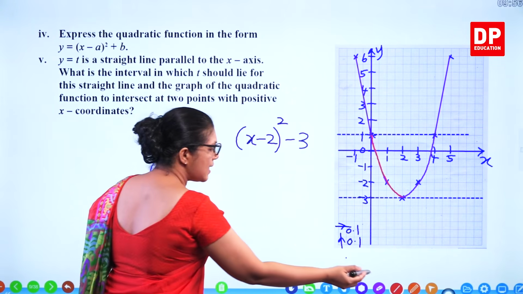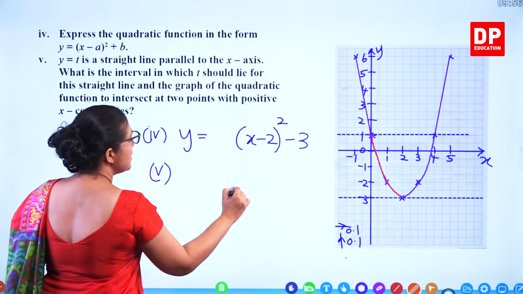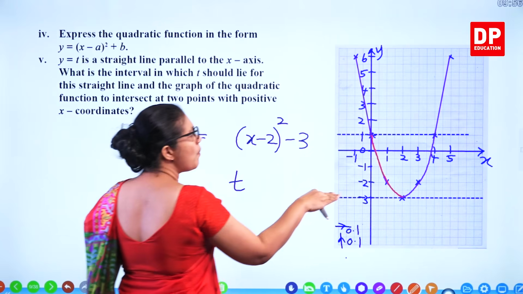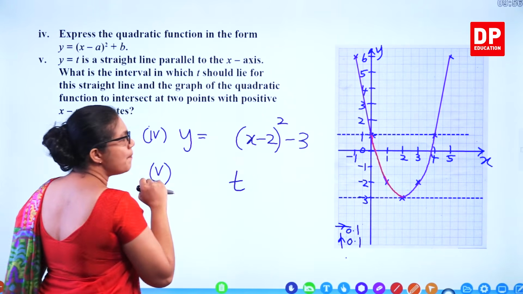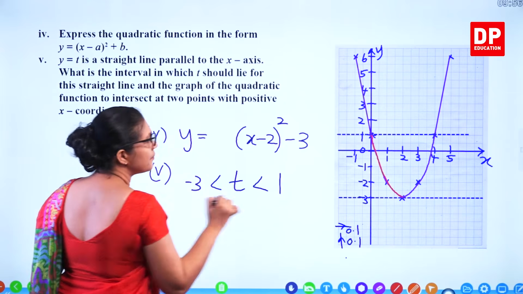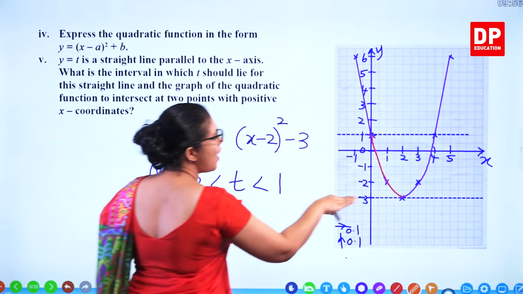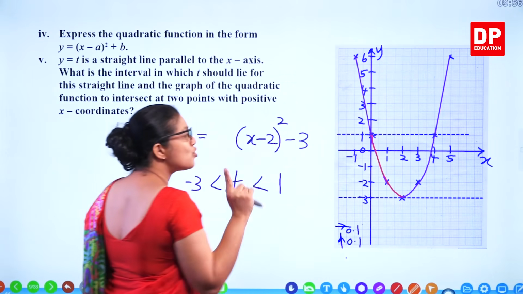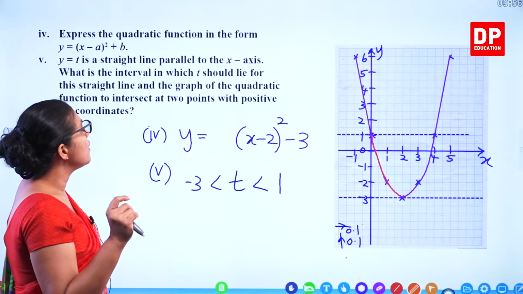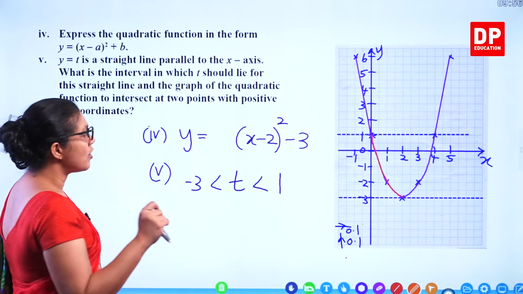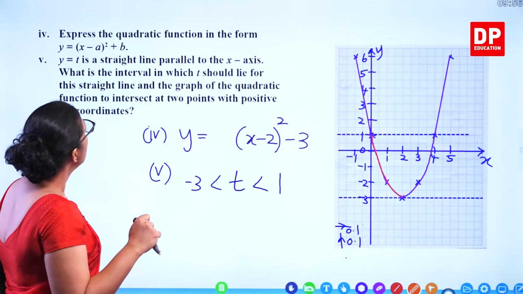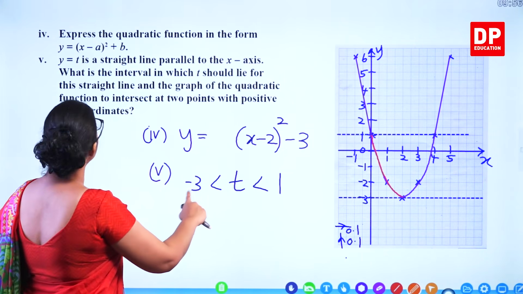So that means in between these two values. So what are the possible t values? T means the y values. Y values in between -3 and 1. So those are the two boundaries where you get 2 intersecting points and the x values are positive. So not equal, you can't say this is equal. So these are the two boundaries.